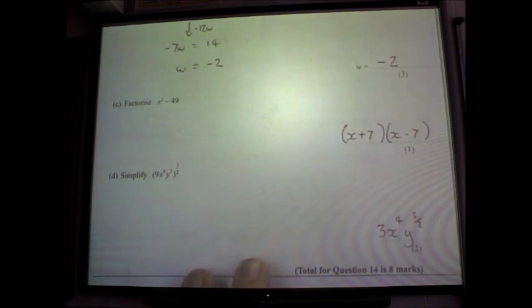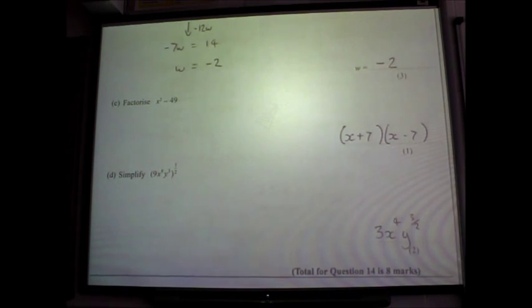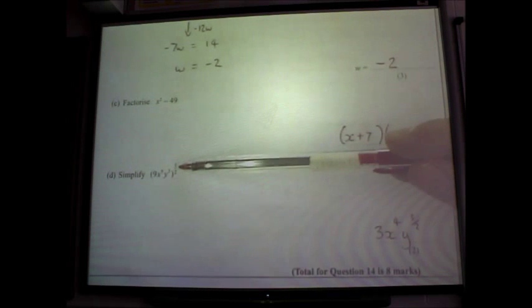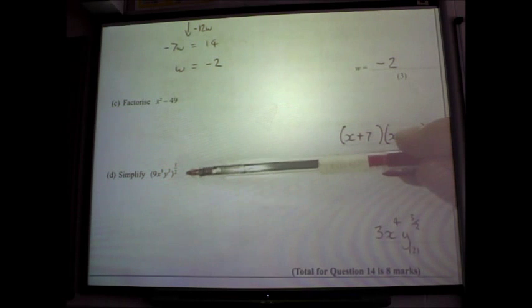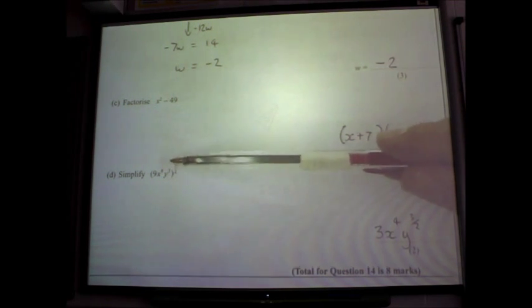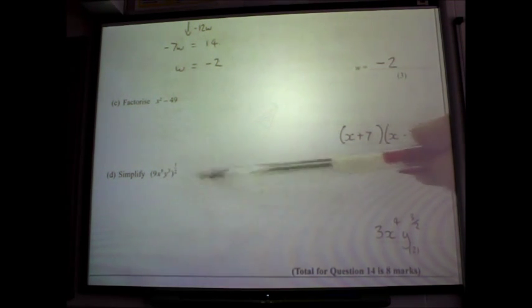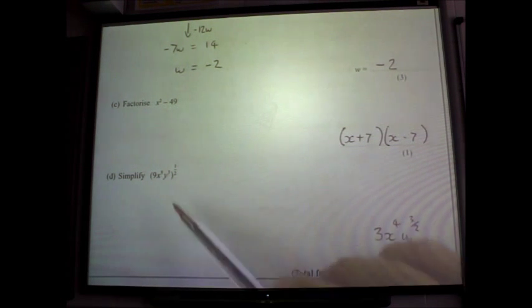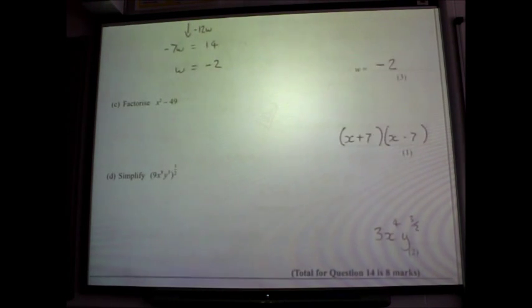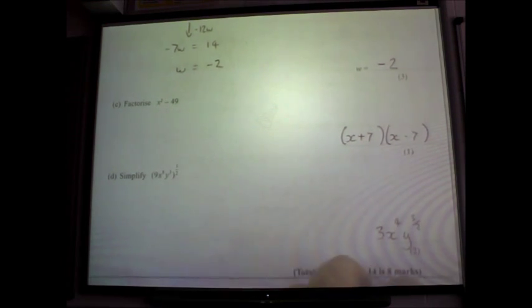Simplify 9x to the power 8, y to the power 3, all to the power a half. Because it's in brackets and you're doing it to the power a half, that essentially means you're square rooting your whole numbers. Then that means you half your index numbers. So x to the power 8 halves to 4, y to the power 3 halves to 1 and a half, which is 3 over 2. Quite nasty, that one.